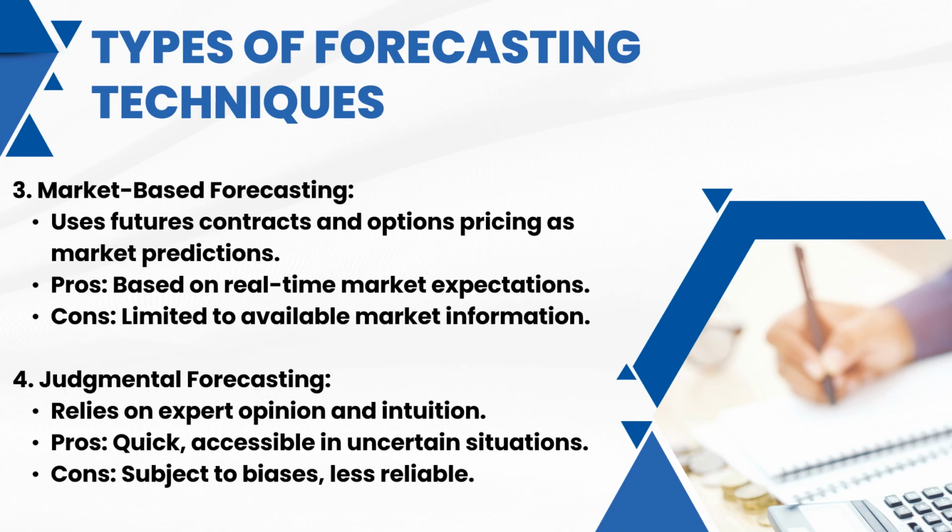Market-based forecasting uses current market information, such as futures contracts and options pricing, to predict future exchange rates. This method provides real-time data based on market sentiment, but can be limited to the information available at any given time. Finally, judgmental forecasting relies on expert opinion and intuition. It's often used when there's little data available or in highly uncertain situations. While it can be useful in a pinch, it's prone to human bias and should be used with caution.